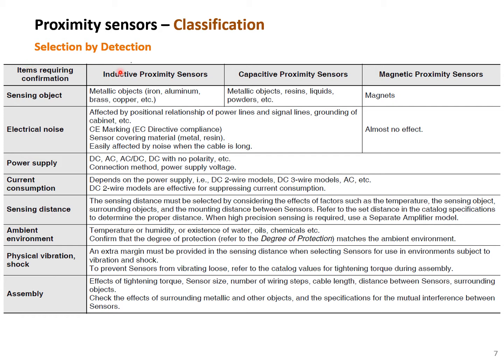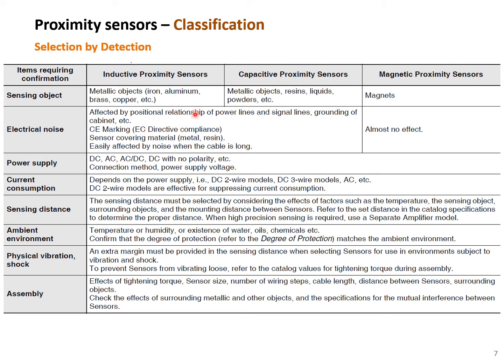Okay, so we have a table that compares different types of proximity sensors by their properties. We have an inductive proximity sensor in this column, the second one is a capacitive proximity sensor, and in this one we have a magnetic or reed contact proximity sensor. On the rows, we basically have properties: sensing object, electrical noises, power supply, current consumption, sensing distance, ambient environment, physical vibration, shock, and assembly. Lots of information inside.